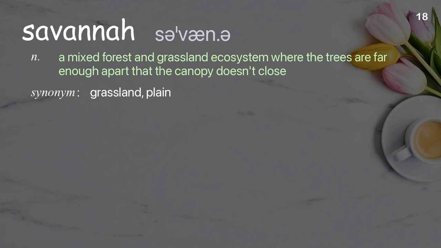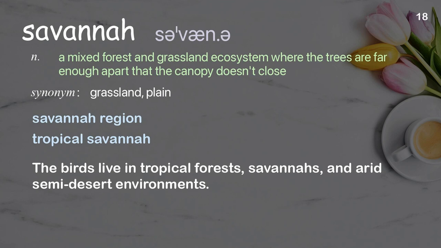Savannah. A mixed forest and grassland ecosystem where the trees are far enough apart that the canopy doesn't close. Examples. Savannah region. Tropical savanna. The birds live in tropical forests, savannas, and arid semi-desert environments.